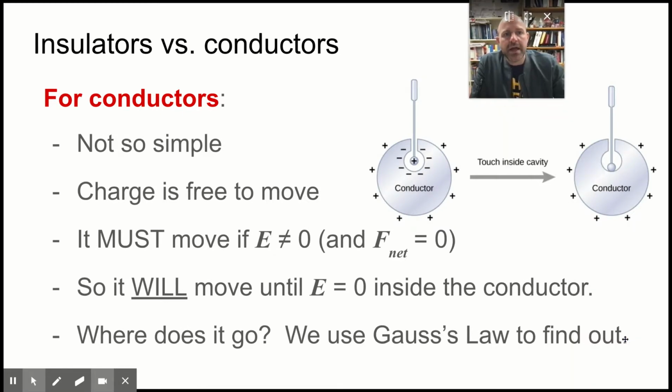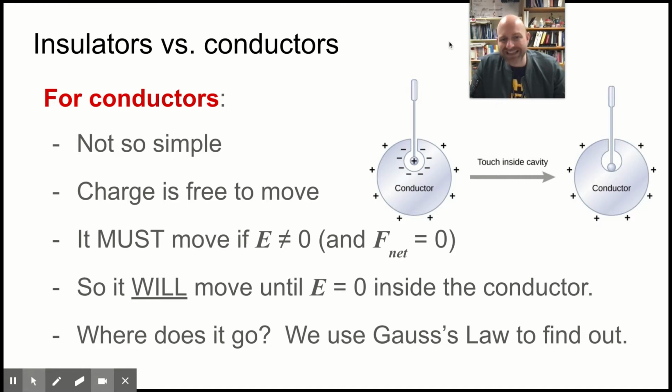Conductors, on the other hand, it's not as simple, but in many ways it's more predictable. So the charge can move around, right? And so this is an interesting little picture here. It has to move if there is an electric field, because electric fields apply forces to charges, right? Like there's nothing you can do about that. So if there is an electric field, the charge will move. If F net is not equal to 0, then it moves. But if F net is 0, it won't move, right? If there's no electric field, the net force will be 0, and then it will stay put.